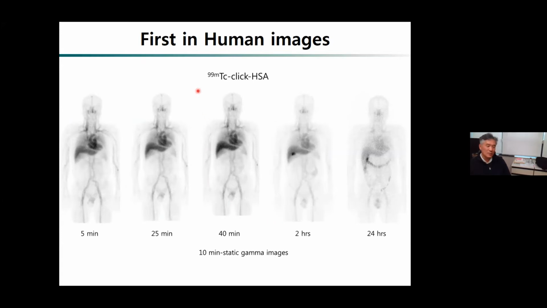So in our department, we developed less denatured human serum albumin labeled with technetium-99m, and then we can see high blood vessel images after 24 hours, and after 2 hours you can see the clear blood vessels in the body.